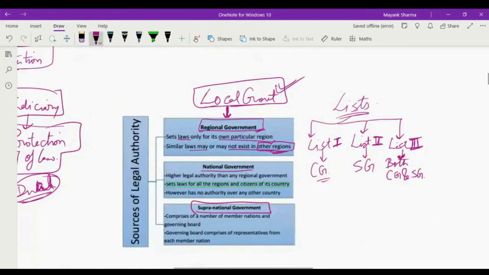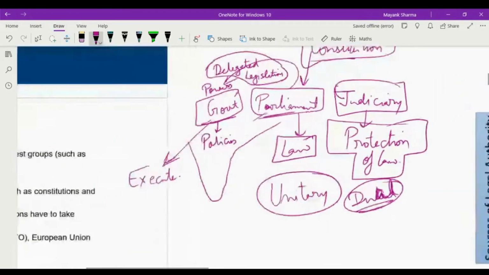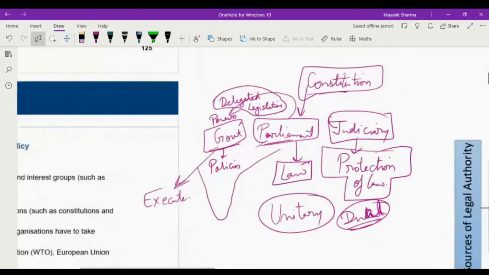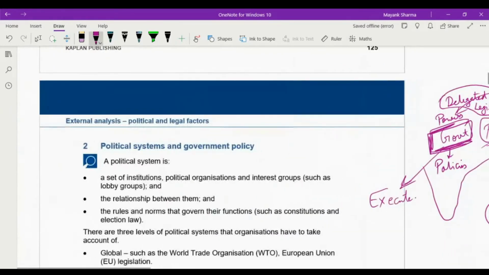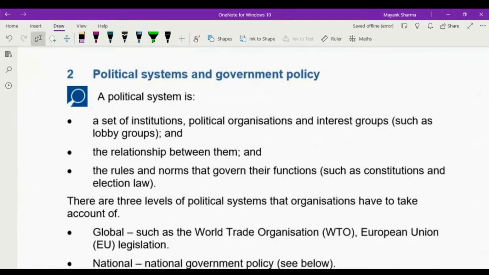Not just India, every country works in a similar fashion, where they have a constitution, a parliament where they make laws, a government which executes the laws made by parliament, and a judiciary system which protects the laws made by parliament. Okay, so a political system is a set of institutions, political organizations, and interest groups. Interest groups such as lobby groups, जिनको अपन इंडिया में गठबंधन टाइप बोलते हैं, and the relationship between them.